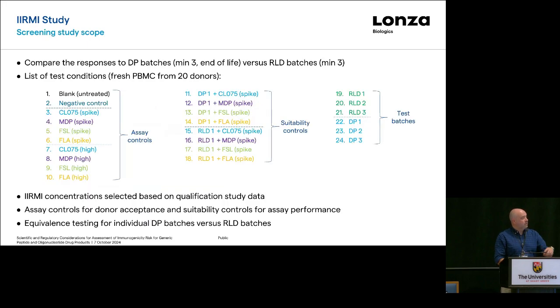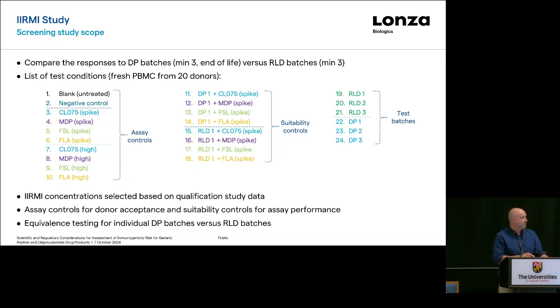And then once we've got that data, we can move into the more pivotal study. I think people have already nicely discussed what we need from the DP and RLD batches. So this is the kind of minimum that we need, 3 RLDs and 3 DPs. That's the main focus of the comparison. But obviously we need the right controls.